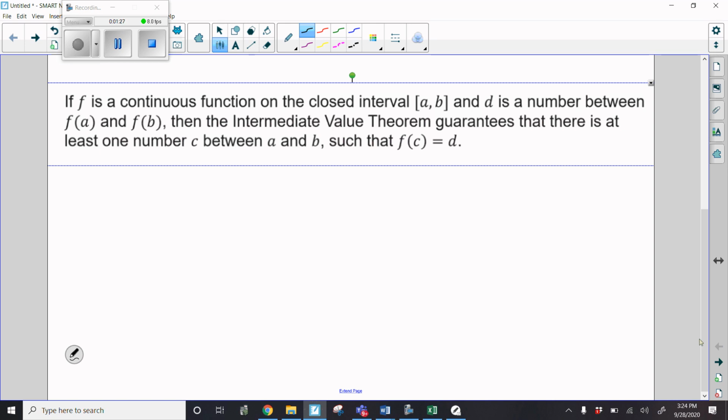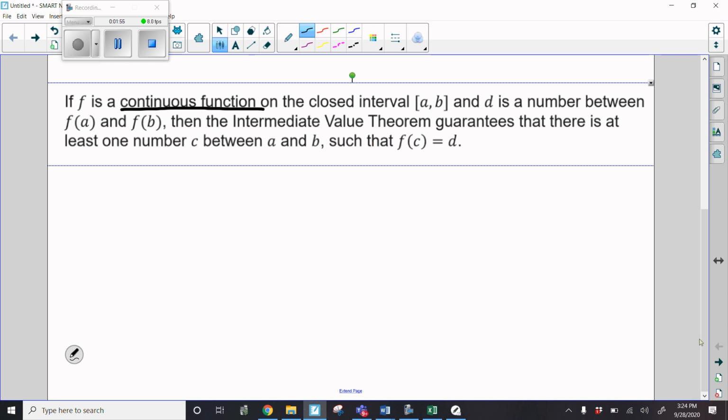Okay, so here it says, if f is a continuous function, okay, so we know what continuous means. We've been talking about continuity, it means it's connected, right? There are no holes or jumps or vertical asymptotes. On the closed interval a, b, and d is a number between f of a and f of b.